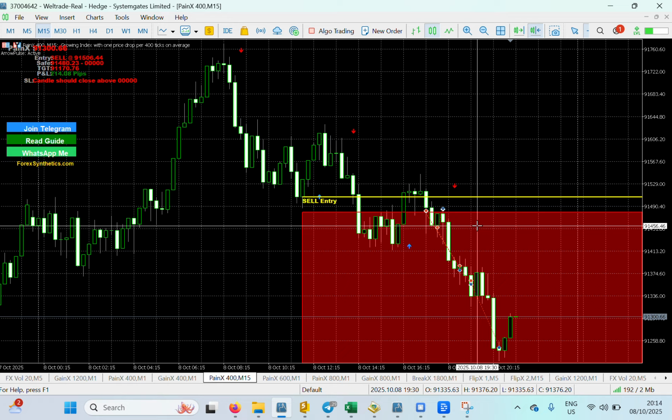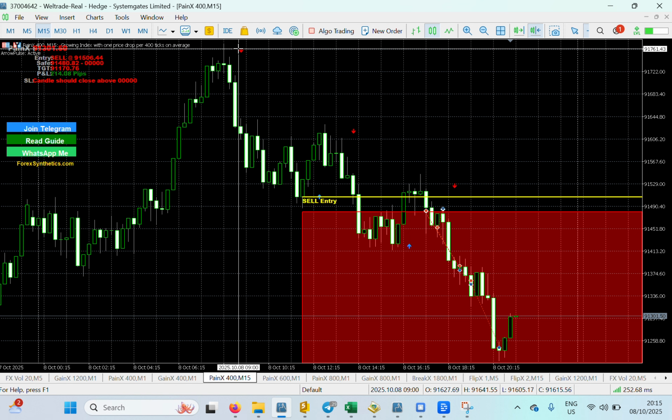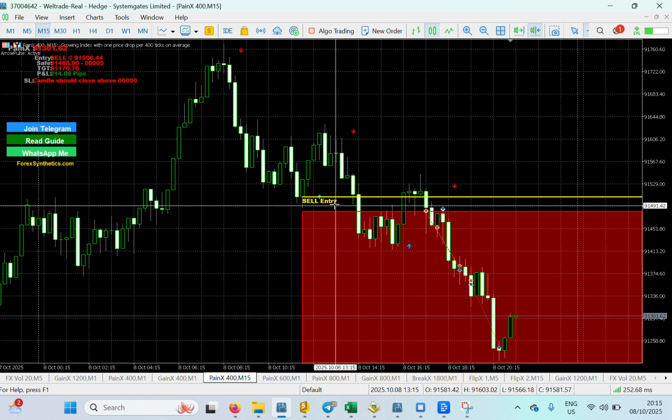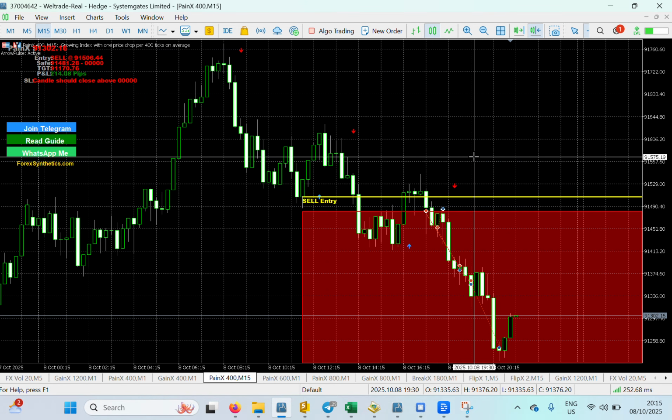Check the arrows. If the red arrows have power over the blue arrows, that means you must look for sells. But on those sells, wait for the sell entry line. If the red arrows have power over the blue arrows and then it says buy entry, that means that you cannot enter a trade. You just relax. That's the first confirmation: checking the arrows, do they have power over the other arrows?